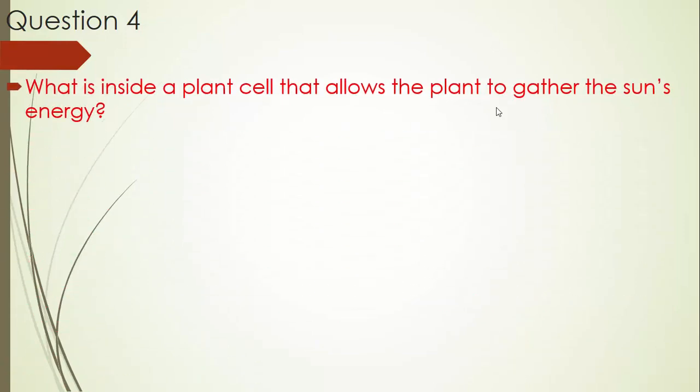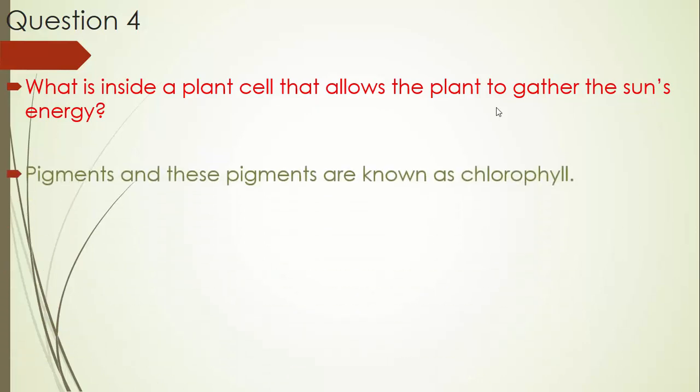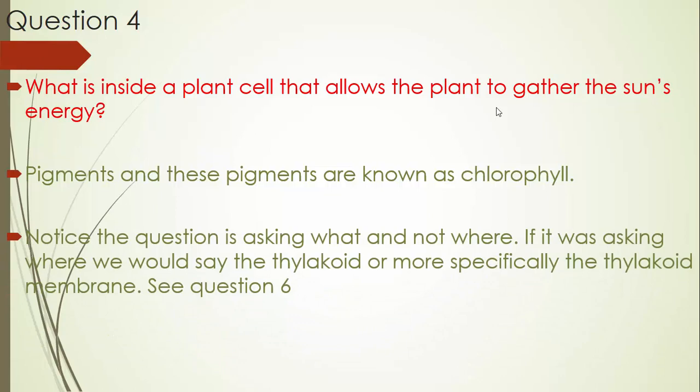Number 4. What is inside a plant cell that allows the plant to gather the sun's energy? So inside the plant, there are pigments, and we call these pigments chlorophyll. Now, I want to point something out, especially if you were thinking thylakoid. The question is asking what? It's not asking where. If it was asking where, we would say the thylakoid, or more specifically, the thylakoid membrane. When you see question number 6, we'll be able to go over that. All right, cruising right along.